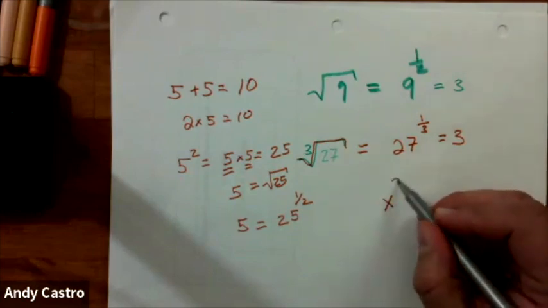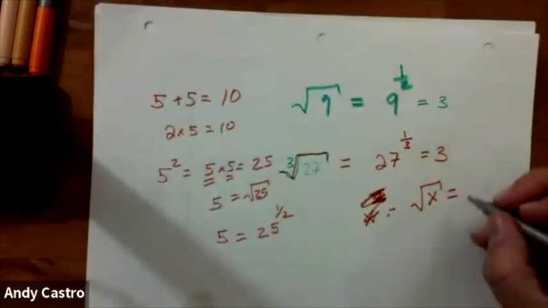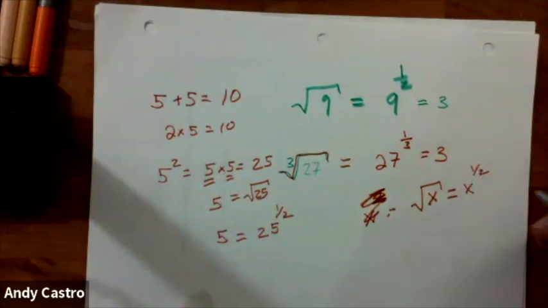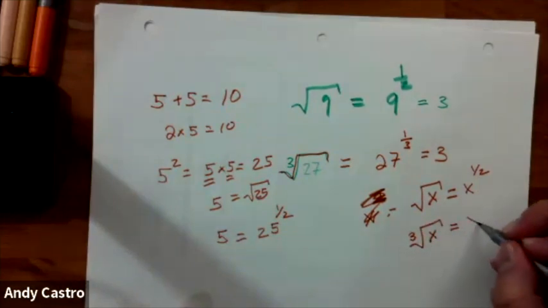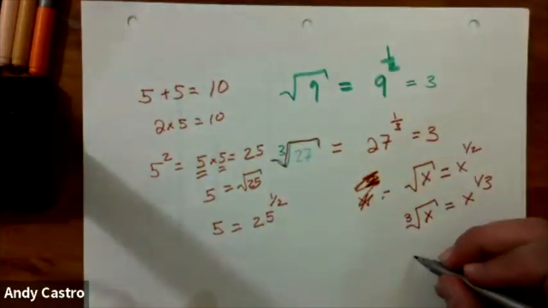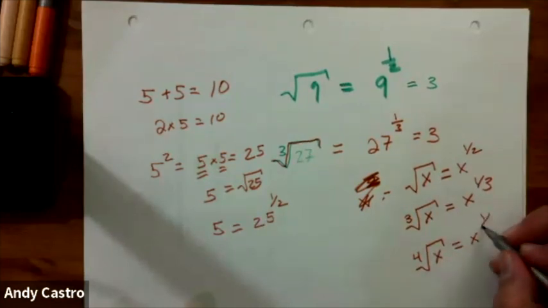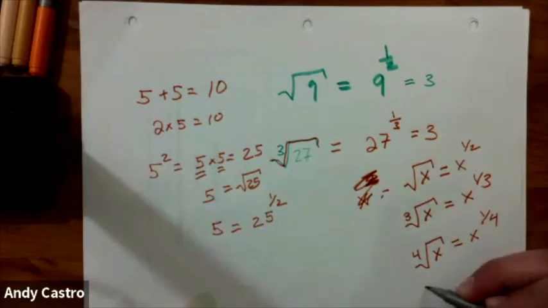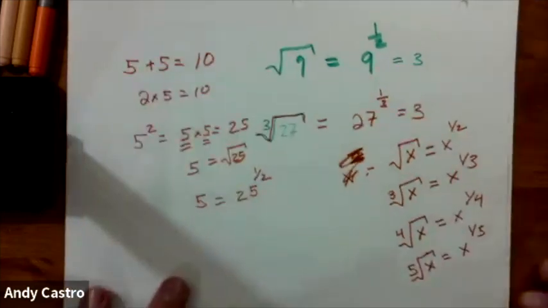So the square root of x is equal to x to the 1/2 power. The cubed root of x is equal to x to the 1/3 power. The fourth root of x is equal to x to the 1/4 power. The fifth root of x is equal to x to the 1/5 power. They mean the same thing.